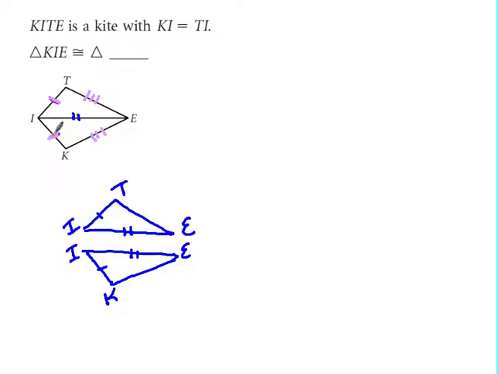Now I got to figure out what is congruent to what. So let's break it down. Let's start with K. If I look at these bottom two triangles, what does K match up with? T. Very good. Okay, what does I match up with? I. Okay, what does E match up with? E. And why are these congruent? Side, side, side. SSS. Nice job.